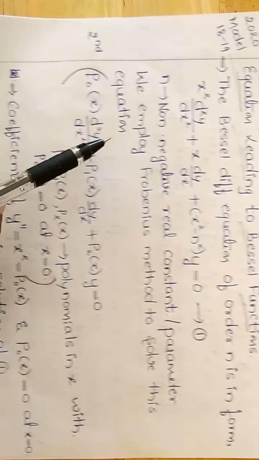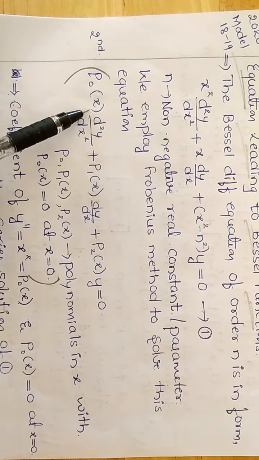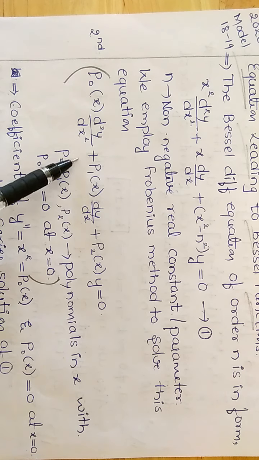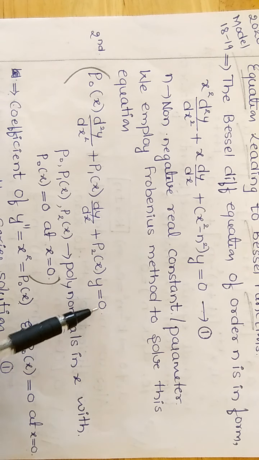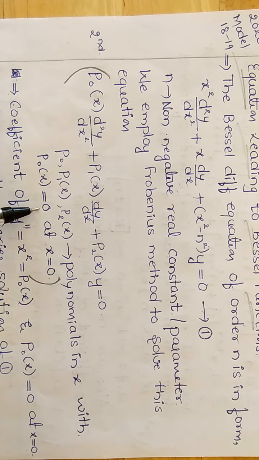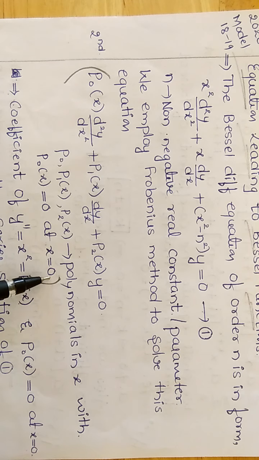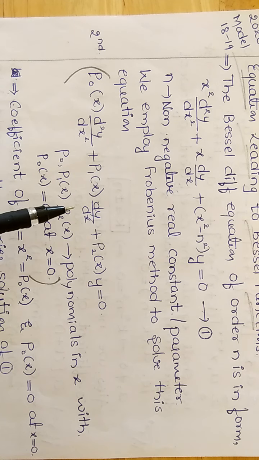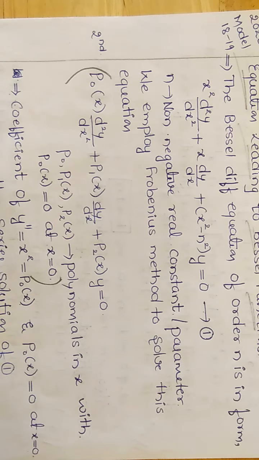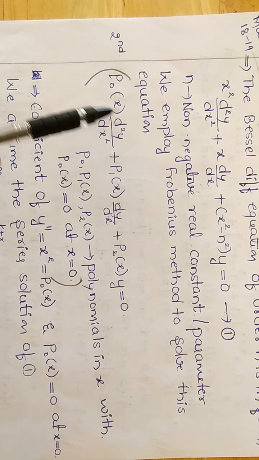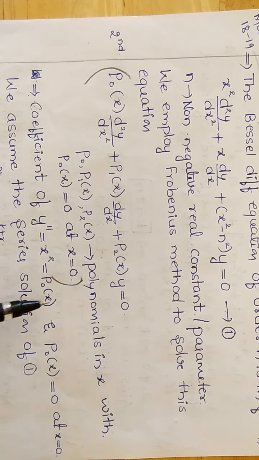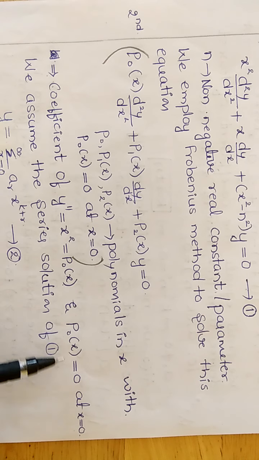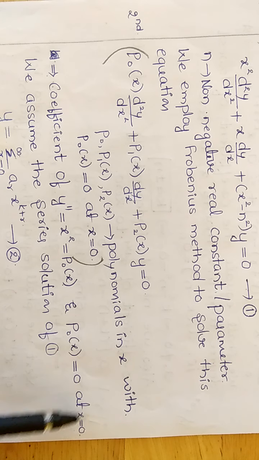So we have already got the result: P0 of x into d square y divided by dx square plus P1 of x into dy by dx plus P2 of x into y is equal to 0. Main condition: P0 of x is 0 at x is equal to 0, and P0, P1, P2 are polynomials in x. P0 of x is the coefficient of y double dash. So the coefficient of y double dash is P0 of x. Let us take this value as x square, and P0 of x is 0 at x is equal to 0. It is the condition.